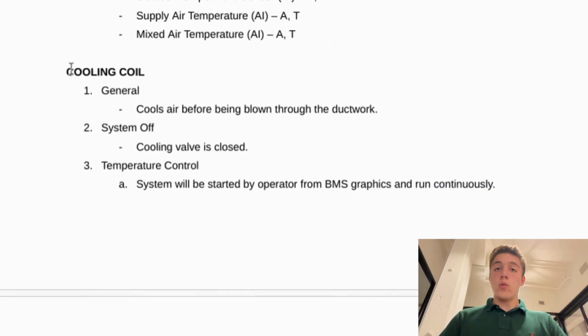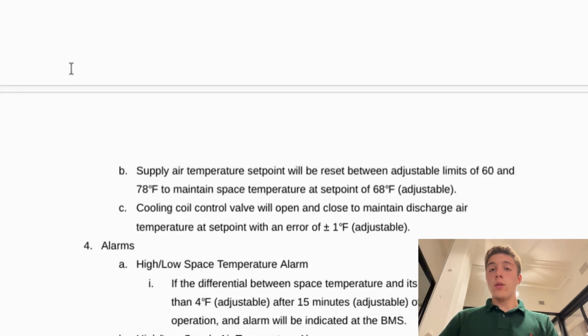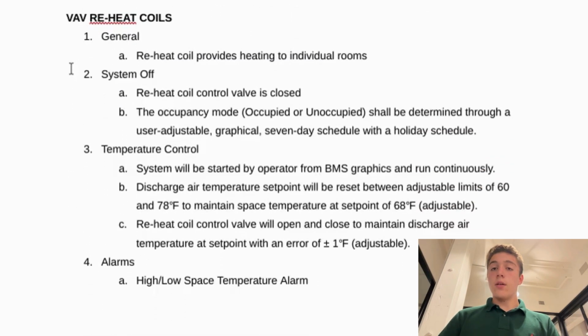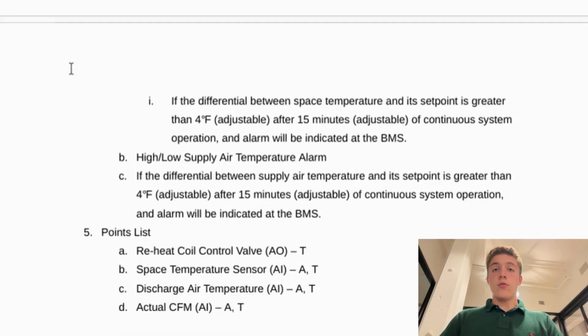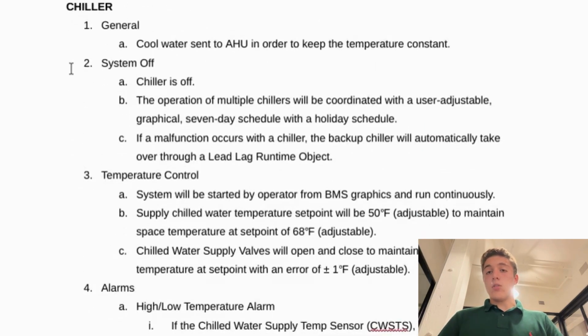We have a cooling coil, which is very similar, except it controls cold water in order to cool the air. So again, it keeps the air within the same set points. And a VAV reheat coil, which works again very similarly. All of this is very similar to the other heating coils because, at the end of the day, they just control water temperature. Next is the chiller. So this cools the water to send to the AHU in order to keep the temperature constant.